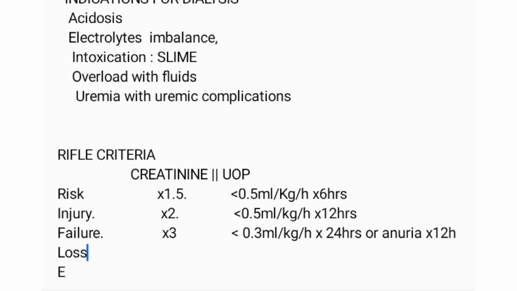Then L is for loss. Under loss, there should be a persistent acute renal failure, which is complete loss of renal function for more than 4 weeks. So someone who comes with more than 4 weeks of renal failure, you have to know that they are now at loss. Then we also have E, which is the end stage renal disease. There's nothing much to talk about here.